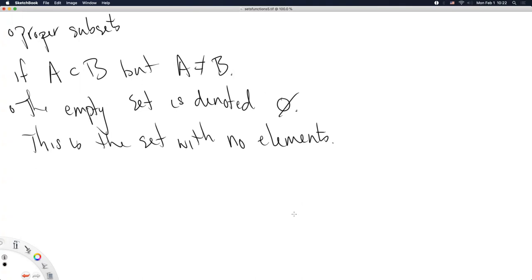Okay, the empty set has its own special symbol. This is like a zero with a slash through it. The slash is usually supposed to be more even through the zero. Let's see if I can give you a better empty set. Sure, that's a little bit better. This is the set with no elements in it. If you were going to write this out with curly braces, you just go like this.